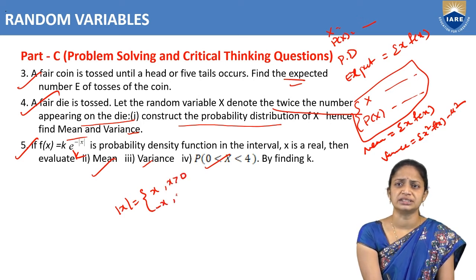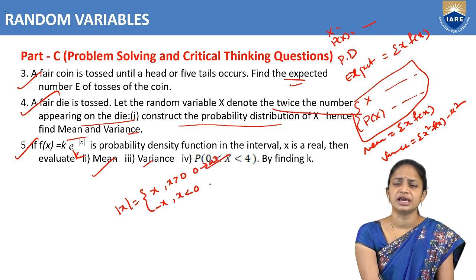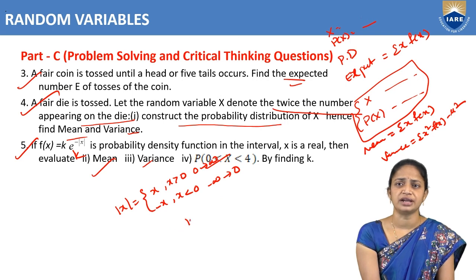Modulus of x equal to minus x where x less than 0. X greater than 0 means 0 to infinity. X less than 0 means minus infinity to 0. So we need to remember these limits first. So how to find k value? By using integration over minus infinity to infinity f of x dx equal to 1.